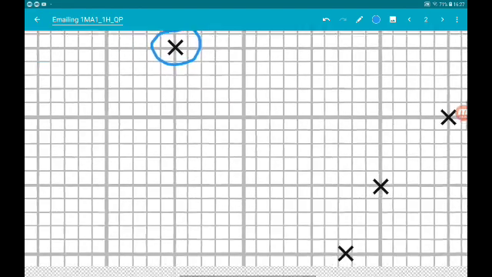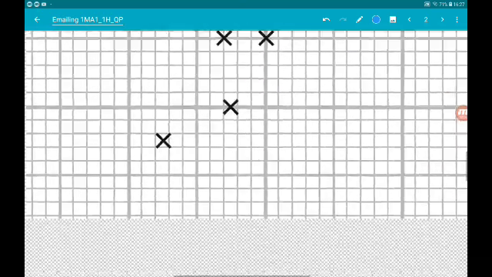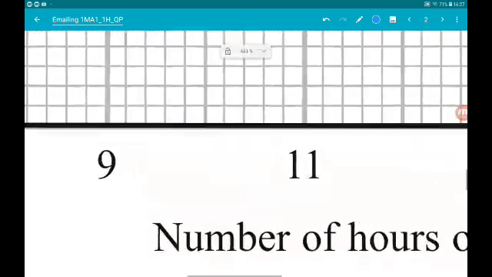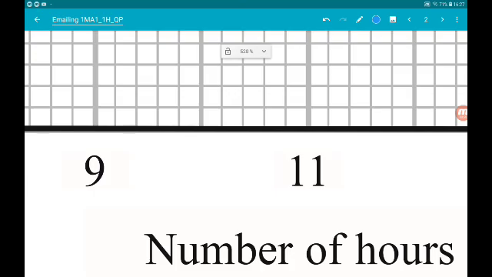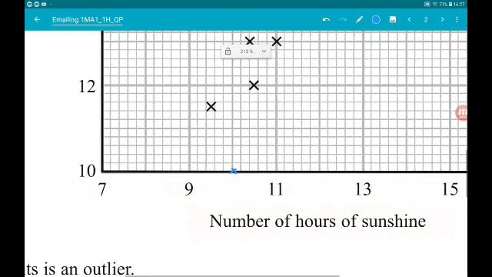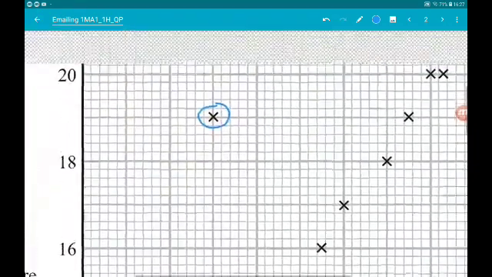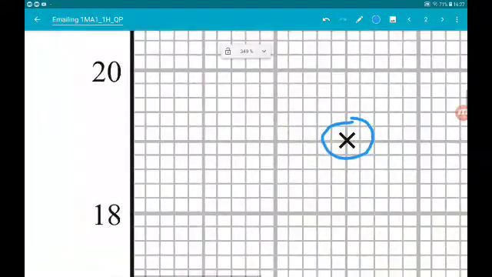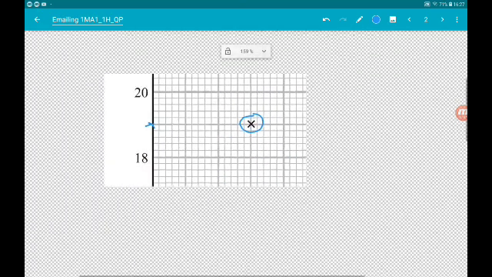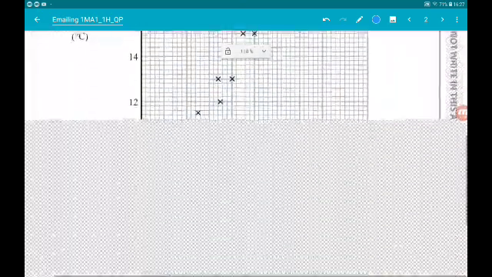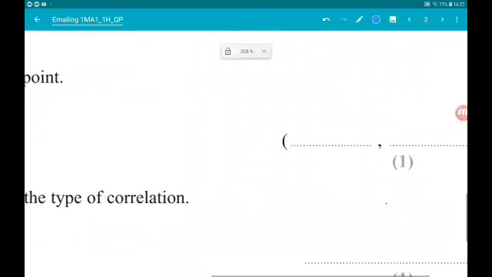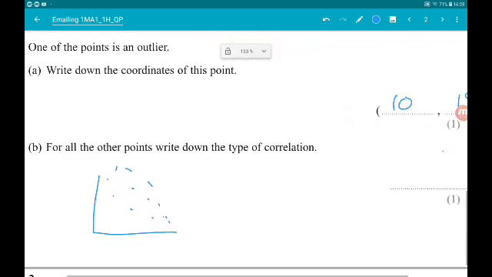Now if we go straight down, we can see its x-coordinate would be there, which is 10, and its y-coordinate there, so that's 19. So it's 10, 19. So far, so good.